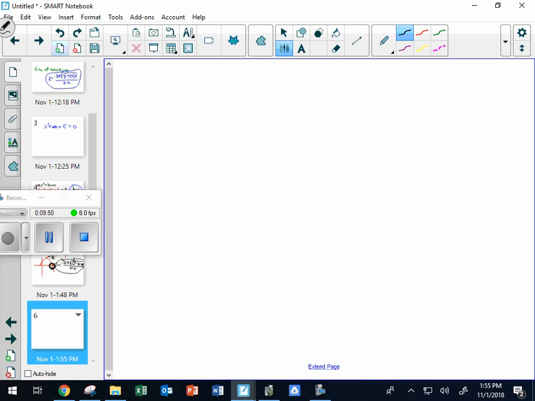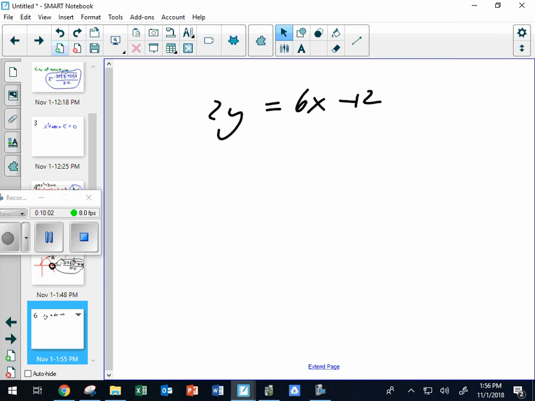Here's an equation. Verify with your partner that you get the same slope for it. What is the slope of this? And no, it's not 6. Find out what the slope is. 2y equals 6x minus 12. I'm going to clarify that minus 12 there because that was a little messy.